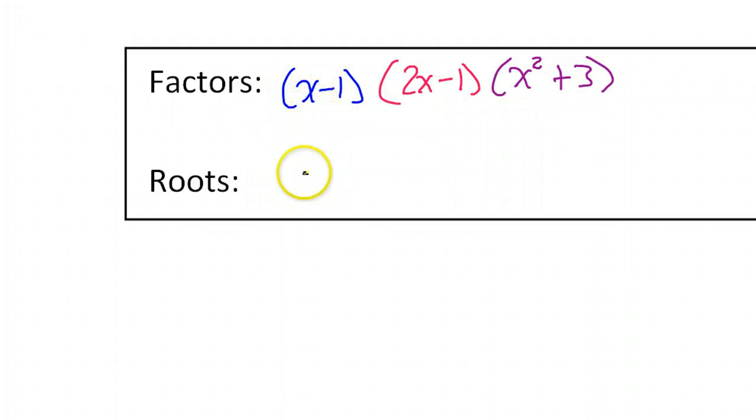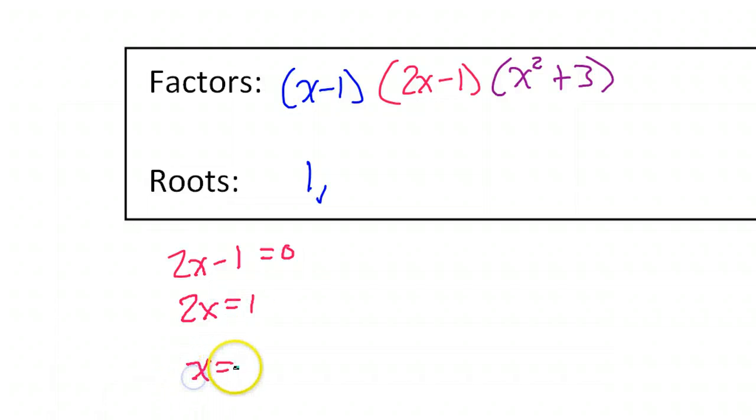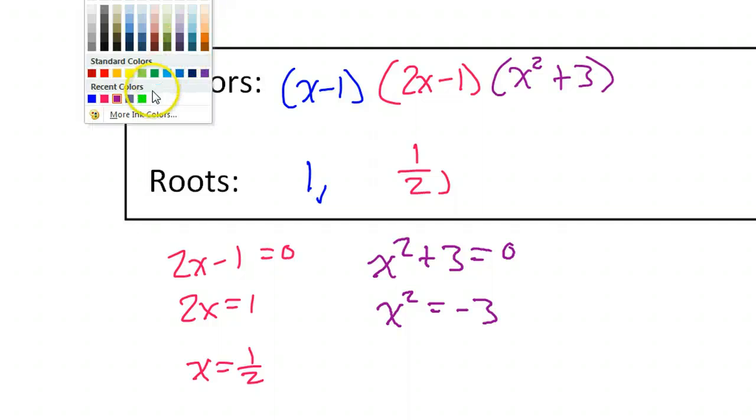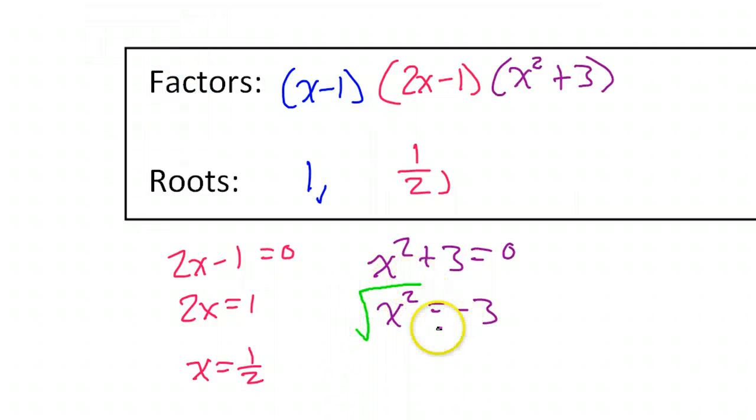And of course my roots are 1 from that. Okay, if I set the 2x minus 1 equal to 0, that'll give me 2x equals 1, x equals 1/2. So I've got a 0 of 1/2. Similarly, if I set the x squared plus 3 equal to 0 and solve, that's going to give me x squared equals negative 3. And then it would be time to take the square root of both sides. Do not forget your plus or minus.